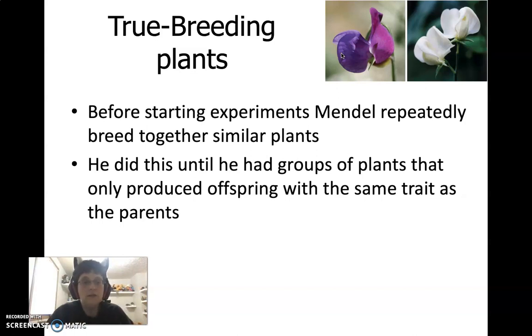So every single pea plant that came from those parents, after he bred them over and over again, only produced purple flowers. Then he'd do the same thing with the white flowers. Breed them white flower to white flower over and over until all of the offspring they got would only be growing white flower plants.